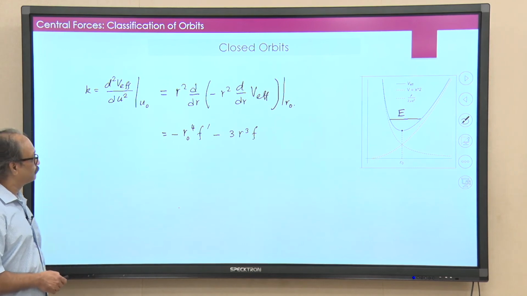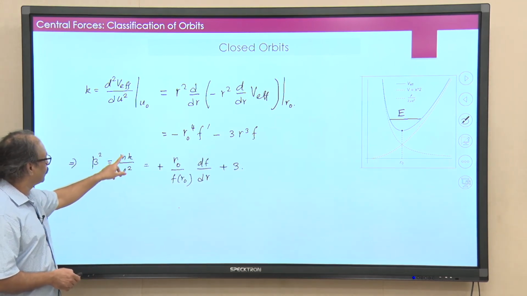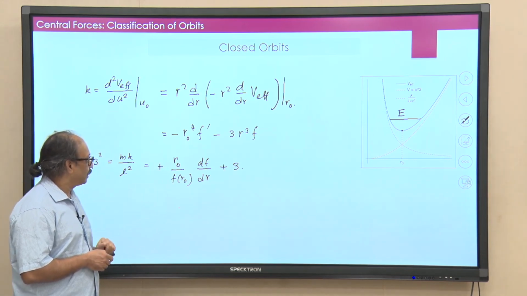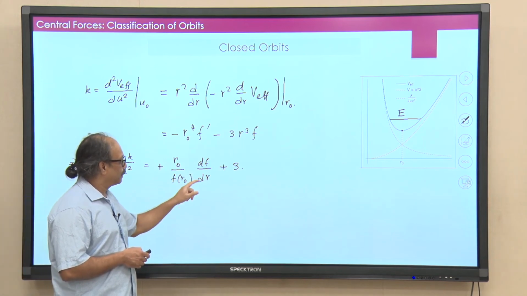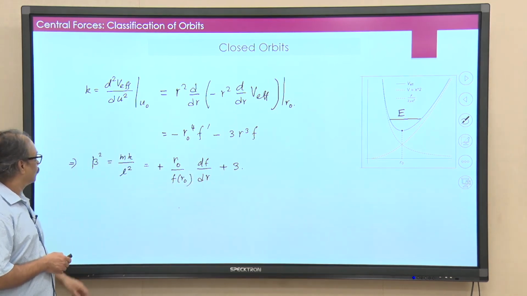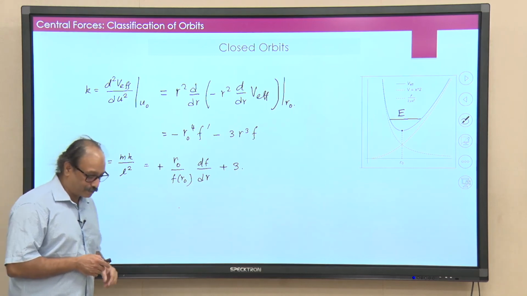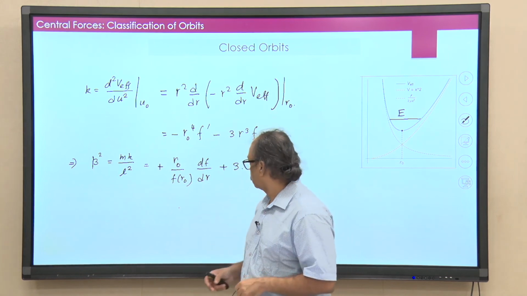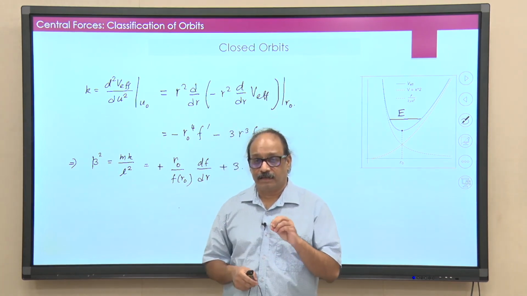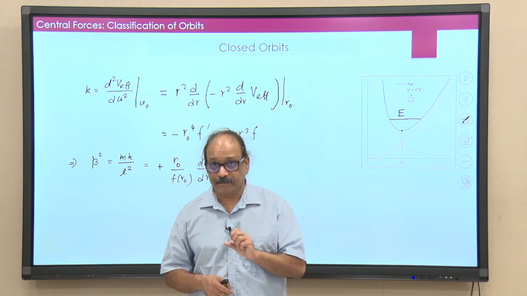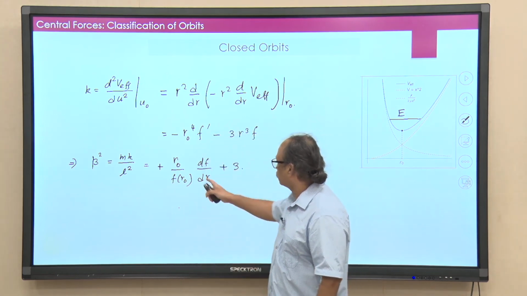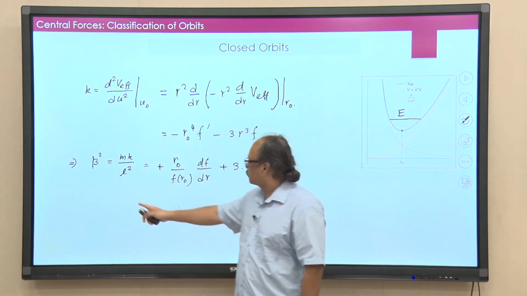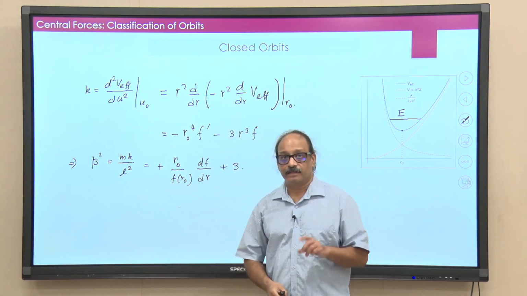And then beta square was nothing but m k by L square. So that would give me r naught by f into df by dr plus 3. Remember, I have made again the substitution that your force term f at r naught is equal to L square by m r naught cube. If you make that substitution, you can simplify this factor here and it comes to this. So beta square can be written in terms of the force.